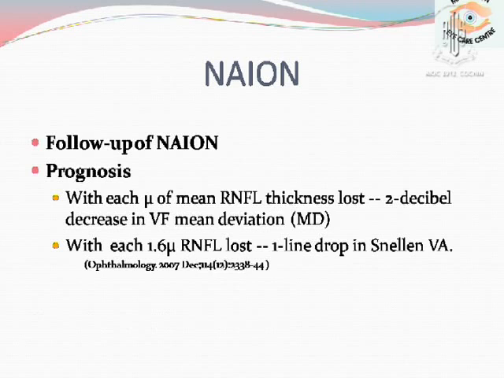In cases of NAION, it has been shown in cases of follow-up. It prognosticates the follow-up of NAION. With every micron loss of nerve fiber layer, there is a 2 decibel loss in the visual field mean deviation. And with every 1.6 microns loss of nerve fiber layer, there is a 1 line drop in visual acuity. This is one of the studies that said so.